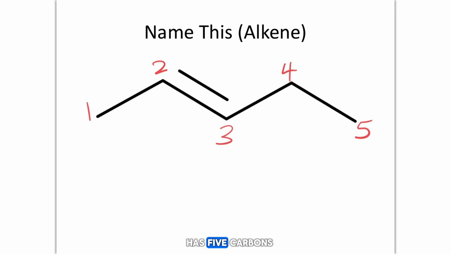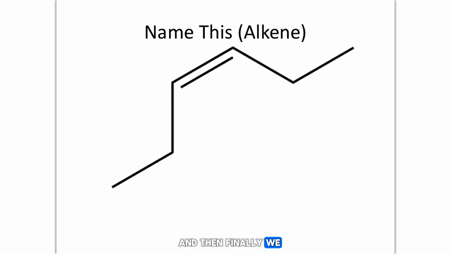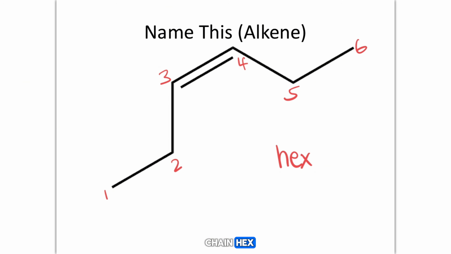And this one has 5 carbons, so the base name is pent. And the double bond starts at carbon 2, so it's 2-pentene. And then finally we have a 6-carbon chain, hex, and the double bond is at carbon 3: 3-hexene.